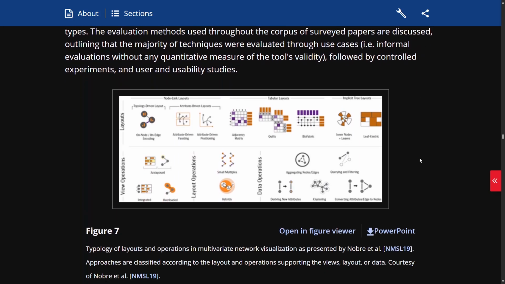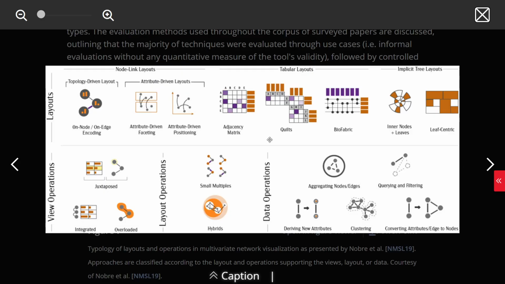Figure 7. Typology of layouts and operations in multivariate network visualization as presented by Nobre et al. [NMSL 19]. Approaches are classified according to the layout and operations supporting the views, layout, or data, courtesy of Nobre et al. [NMSL 19]. Open challenges.